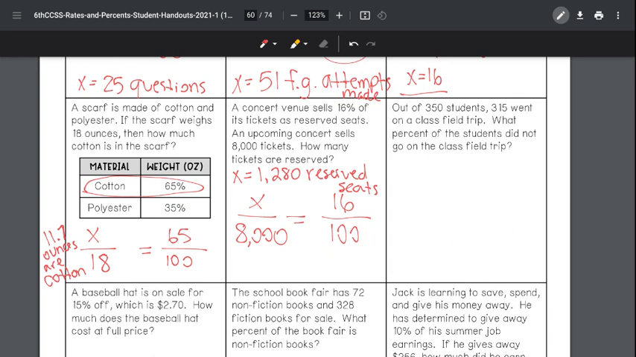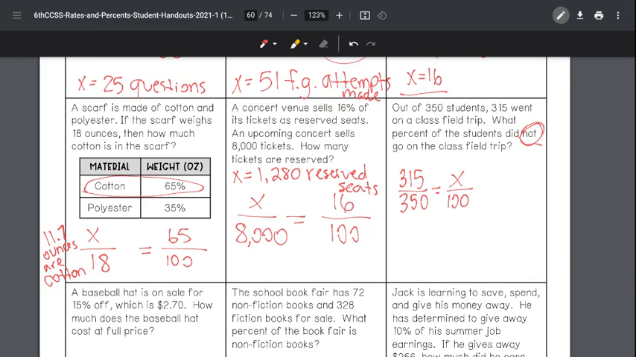Out of 350 students, 315 went on the class field trip. What percent of the students did not go on the class field trip? 315 out of 350 kids went on the field trip. I want to know what percent went on the field trip so that I can use that to figure out what percent did not go on the field trip.